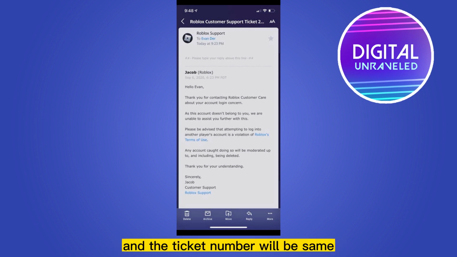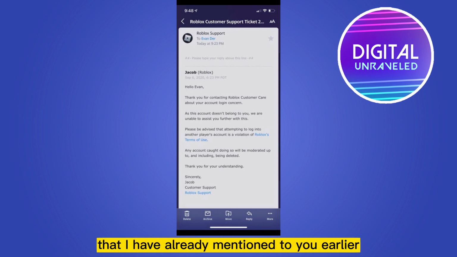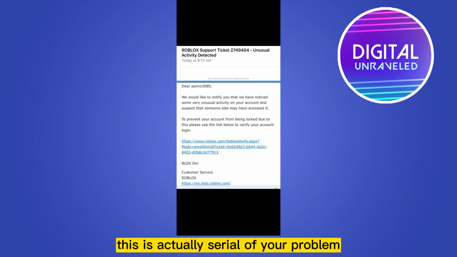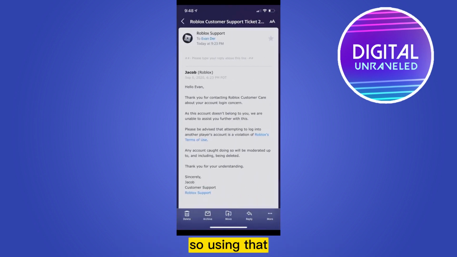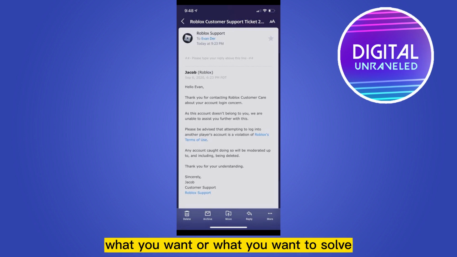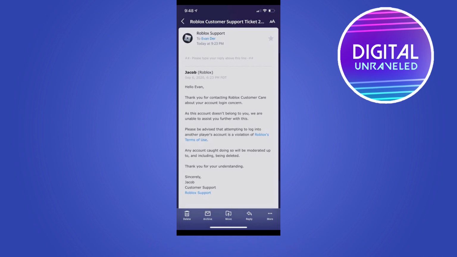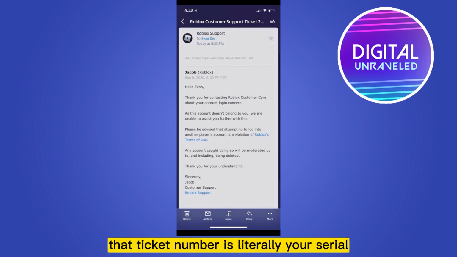ticket number will be the same, and that ticket number is actually your reference for your problem that I have already mentioned earlier. This is actually the serial of your problem. So using that they track what you want to solve. In this way they arrange the problem. That ticket number is literally your serial.